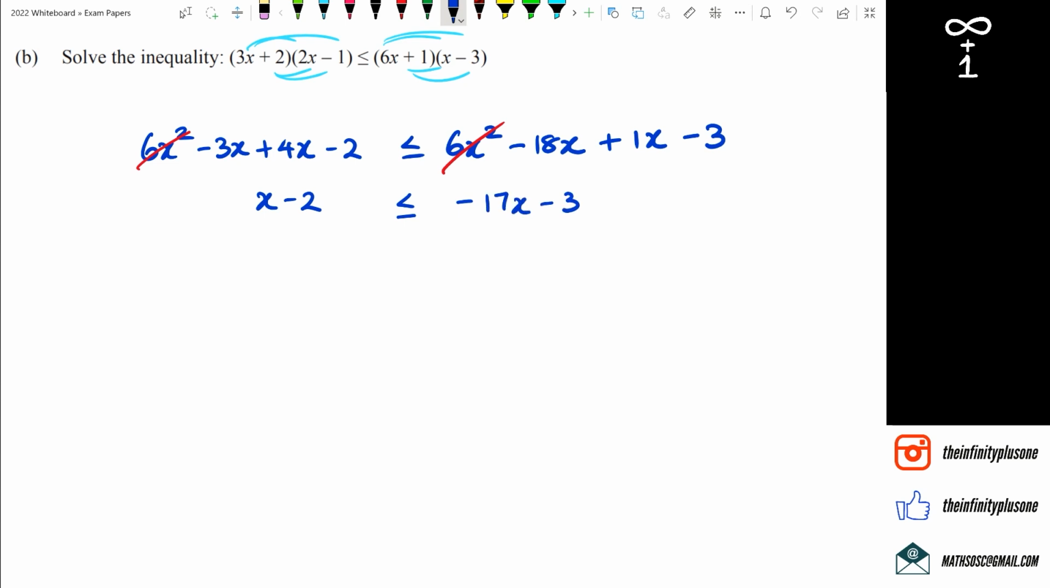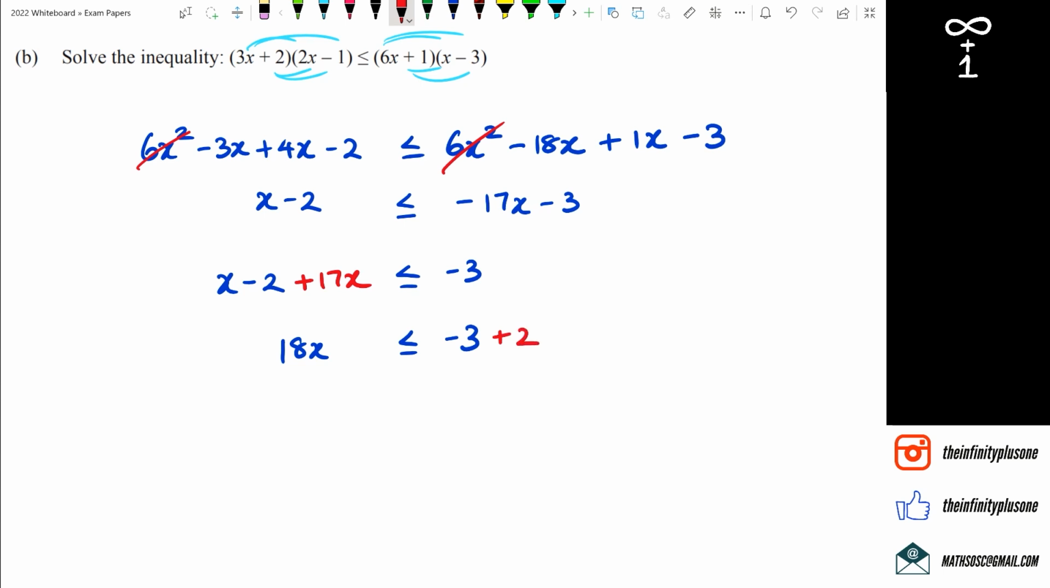I'm going to bring all the x's to one side and take the numbers to the other side. So I'm going to leave x minus 2. Negative 17x when it comes to the left-hand side will become positive 17x. And now this is less than or equal to negative 3. I'm going to get rid of the negative 2. But before that, x and 17x is 18x less than or equal to minus 3. Negative 2, when it goes to the other side, it will become positive 2.